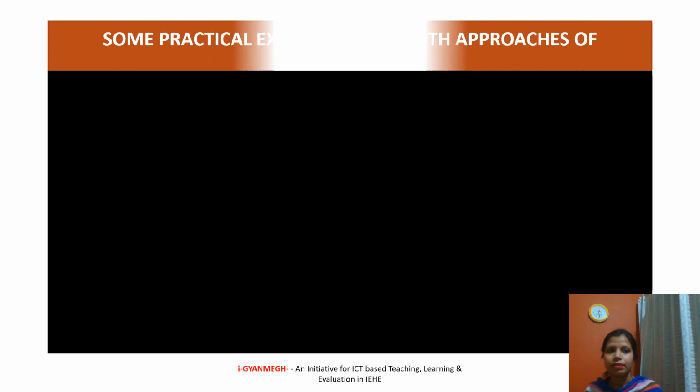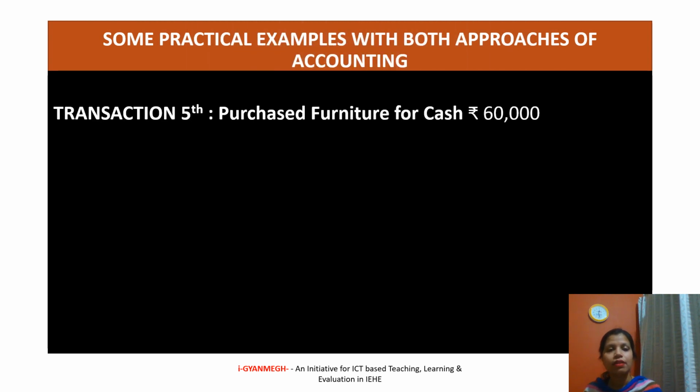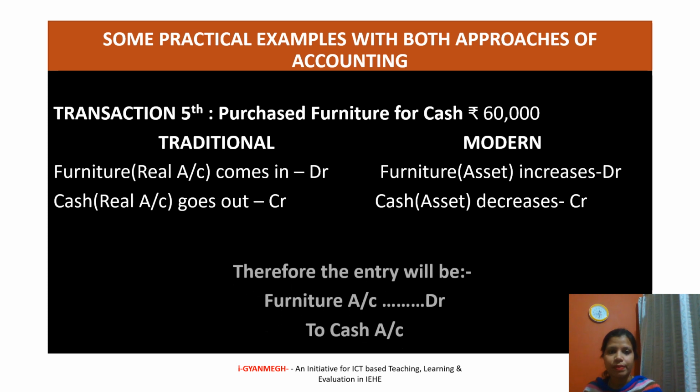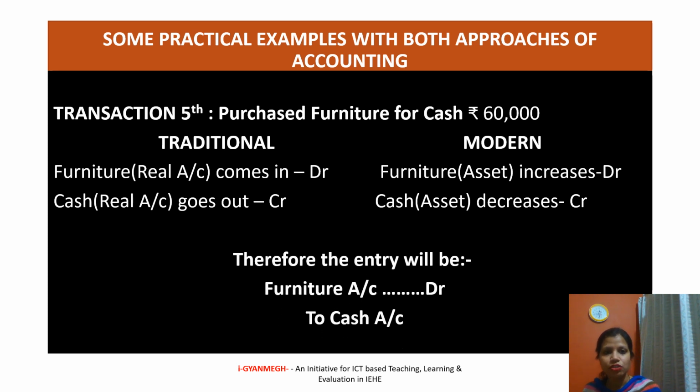Our next example or a transaction is purchased furniture for cash rupees 60,000. It means यहाँ अपन furniture purchase कर रहे हैं cash में. So entry will be furniture account debit to cash account. And the rules will be as follows. According to traditional approach, furniture is a real account. What comes in is debited and cash is a real account. Again, it is going out, so it will get credited.